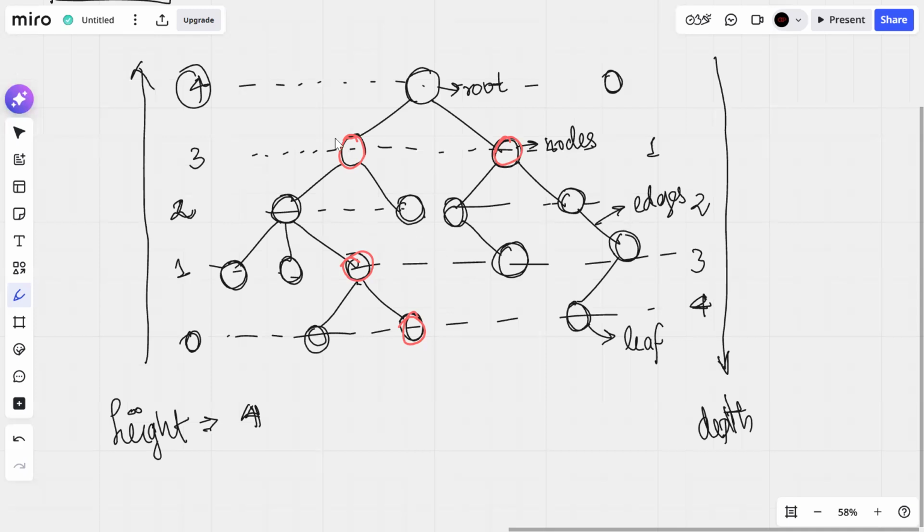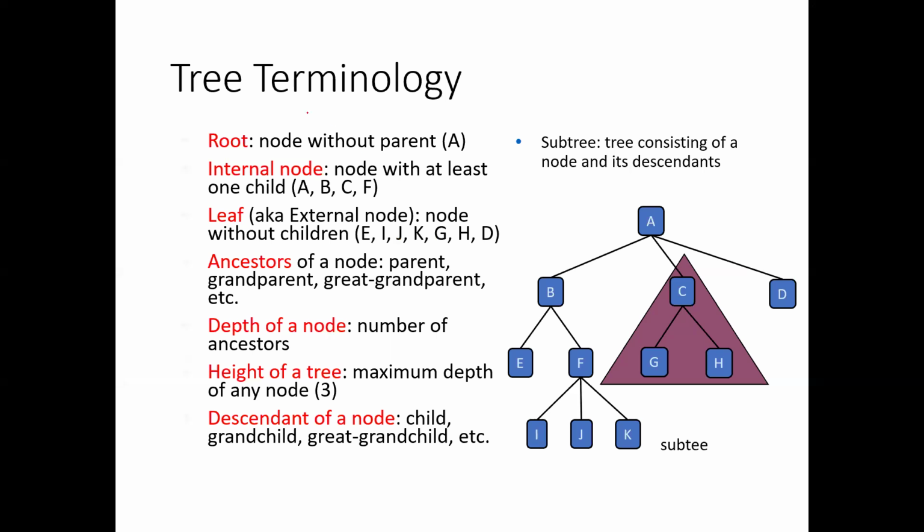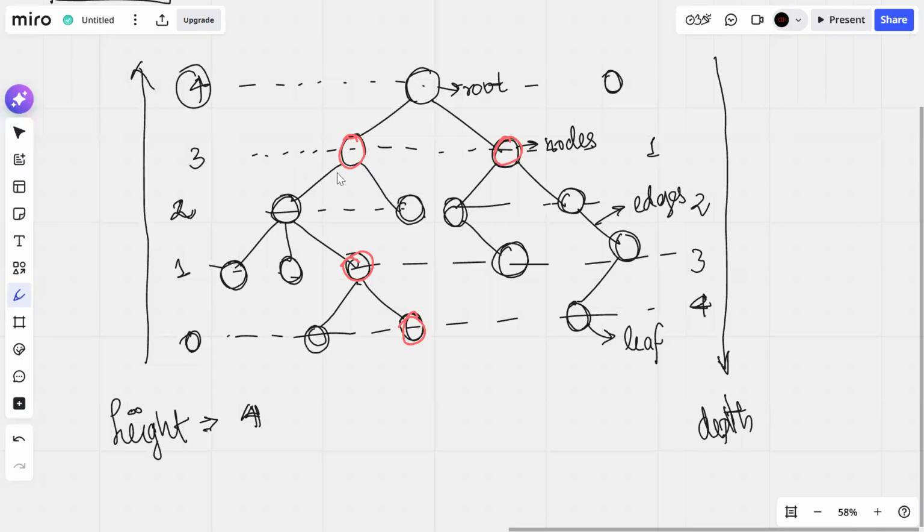These are pretty much the terminologies of a tree. We don't have anything else, I guess. Oh yeah, we have subtree. Let me check if I have that. Root, internal, leaf, depth, height. Yeah, we have subtree. What is a subtree?